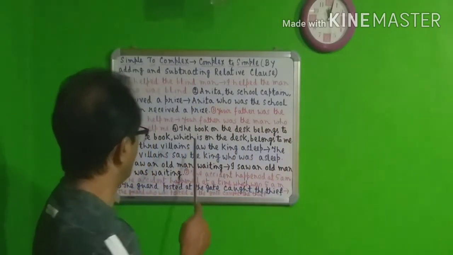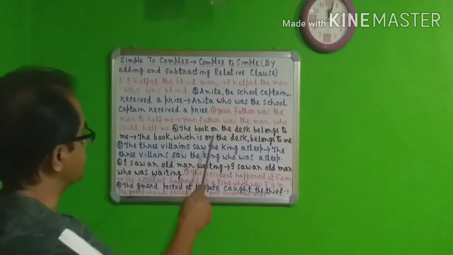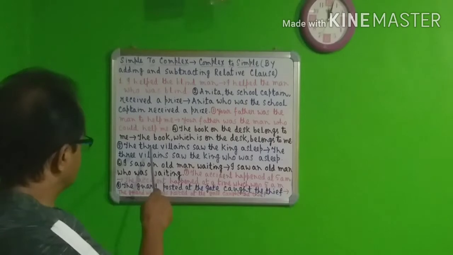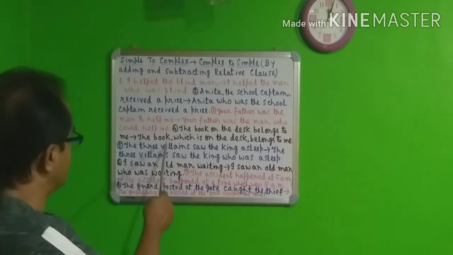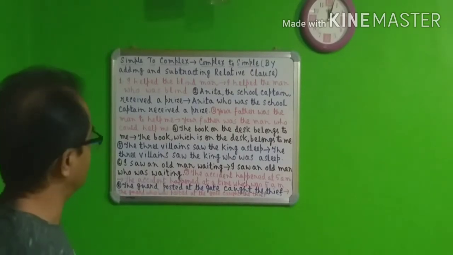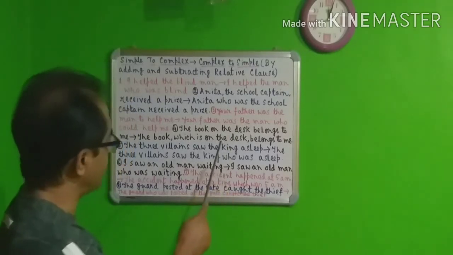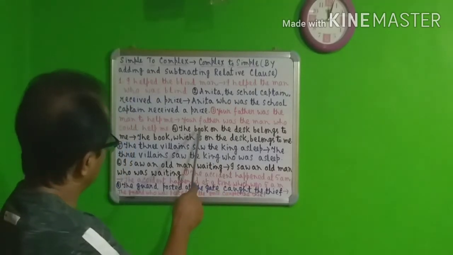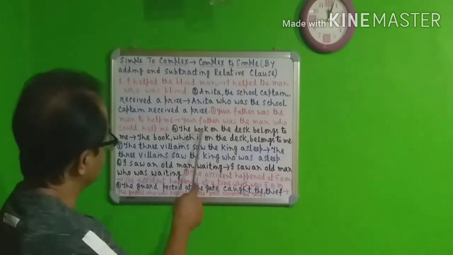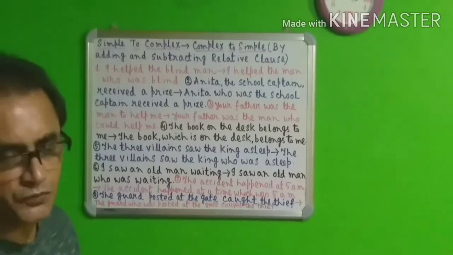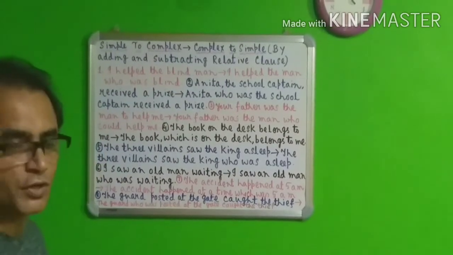Here you just look at the board. The book on the desk. On the desk is an adjective phrase. And now the next sentence I made in this way: the book which is on the desk. On the desk is an adjective phrase because these words qualify the noun book. On the desk is an adjective phrase, but not a sentence, not a clause.